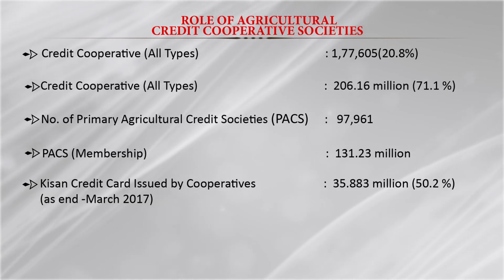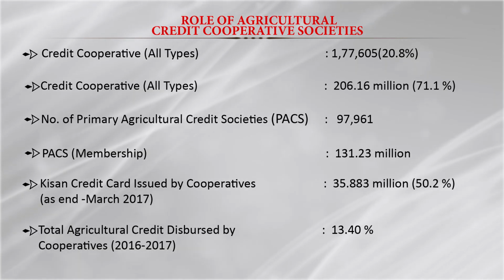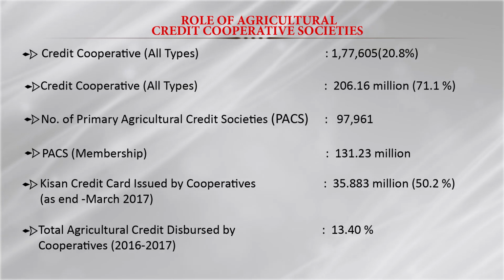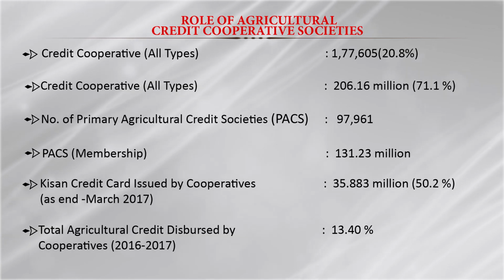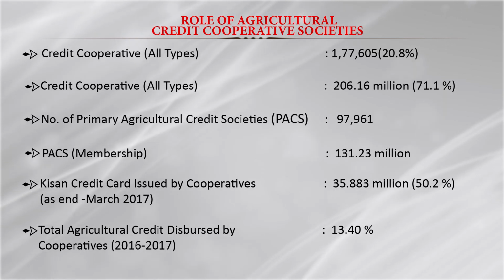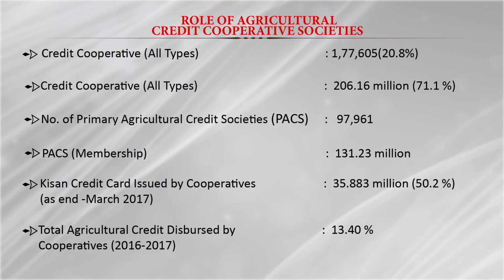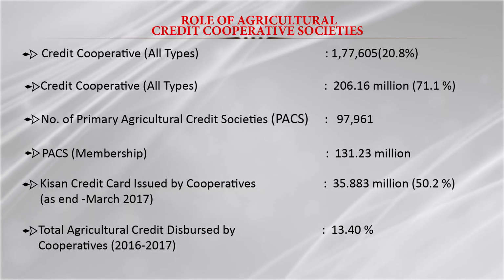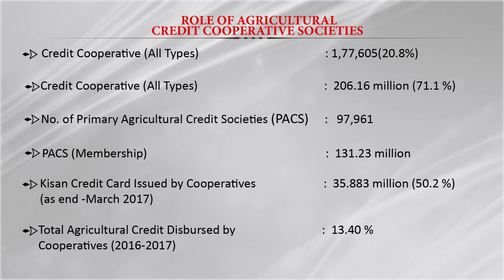And the share of the agriculture credit cooperative societies in disbursement of credit is also very large, though this share is declining over the years. In the year 2016-17, they distributed around 13.40% of the total credit disbursement in the agriculture sector. Earlier it was around 50%. So slowly, because there is more focus from the commercial banks now and from the regional rural banks now, they are also disbursing quite a good amount. So slowly the share of the credit cooperative societies is declining, but in absolute terms the amount is increasing.